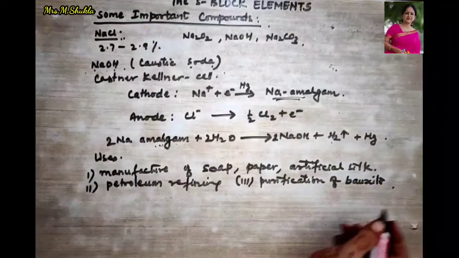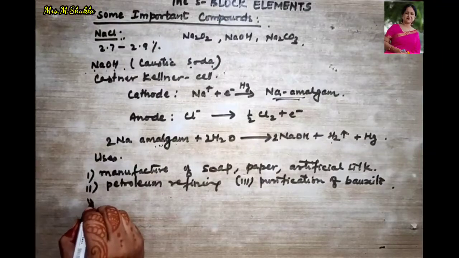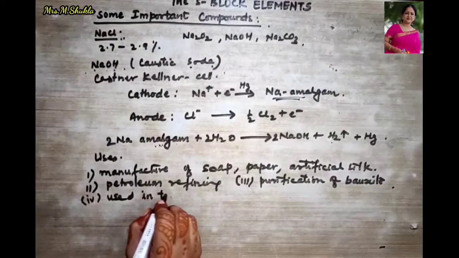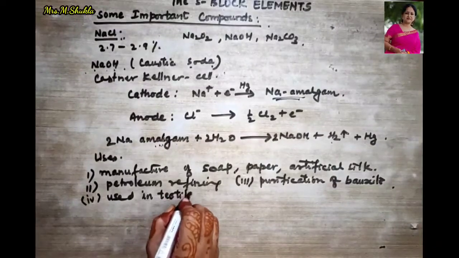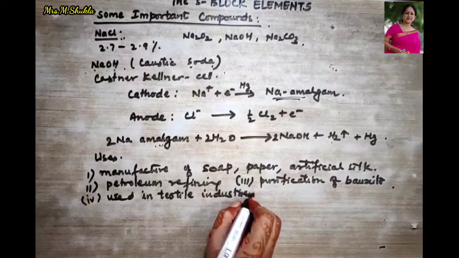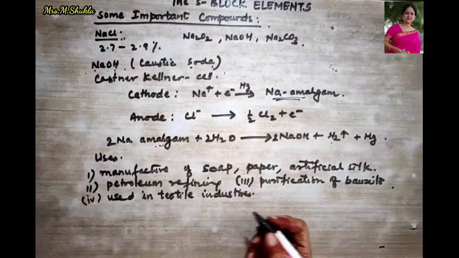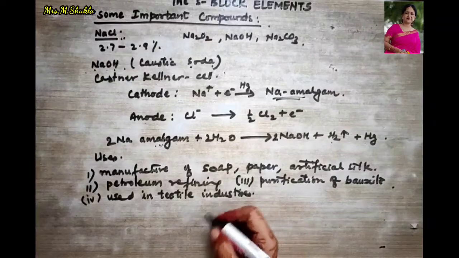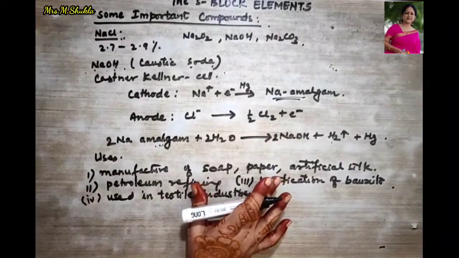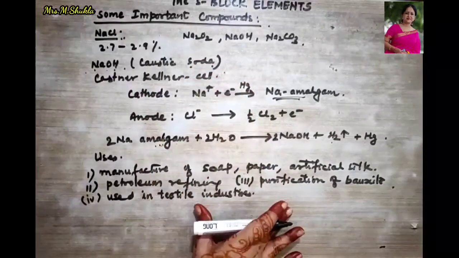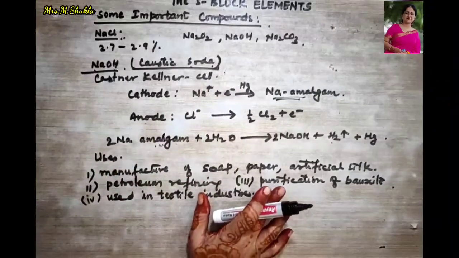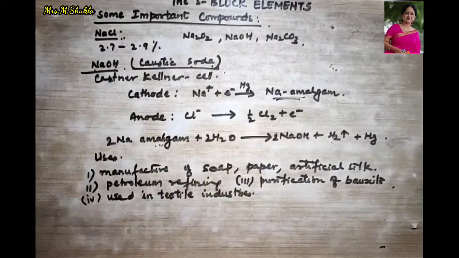bauxite, right? Then it is used in the textile industries, right? Then for the preparation of pure fat and oil, and it is used in the laboratory as a reagent, and so on. So these were some important uses of sodium hydroxide, also called caustic soda. We now move to the next compound.